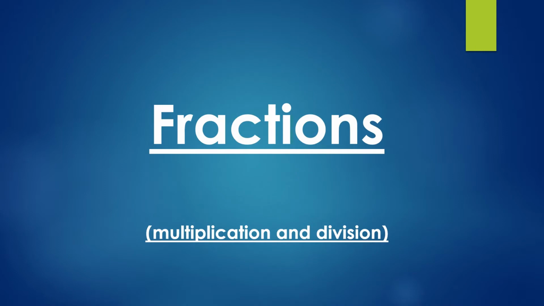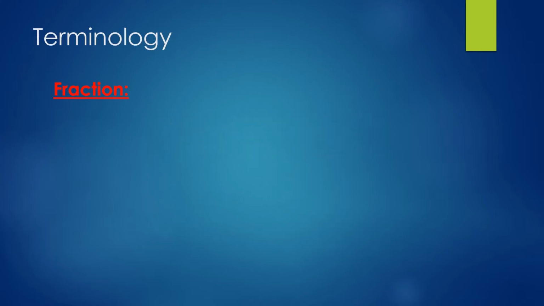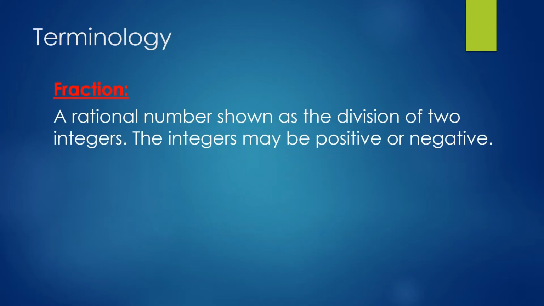Hello students, now that we're at the board, let's take a look at how to multiply and divide fractions. First, let's start with terminology. Hopefully by now you do know what a fraction is. A fraction is a rational number shown as a division of two integers. Those integers can be positive or negative. For example, we have 3/6, negative 4/8, 7/12, or negative 5/9. For the purposes of this video, I'm only going to be using positive integers to help illustrate the point.